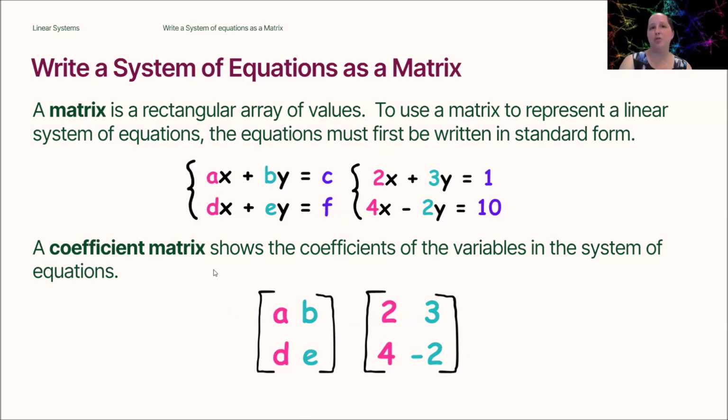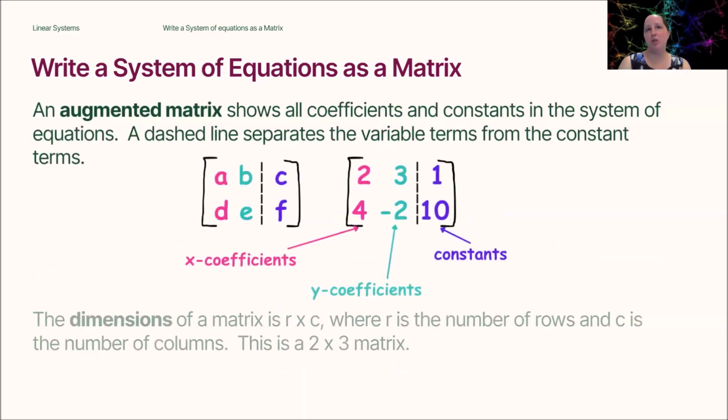A coefficient matrix shows the coefficients of the variables in the system of equations. So if this is my equation that I'm using, 2x plus 3y equals 1, 4x minus 2y equals 10, I'm taking the coefficients from the x's and the y's. So 2, 4 are the ones that are aligned with the x's. They go in one column. And then 3, negative 2, they go in the second column.